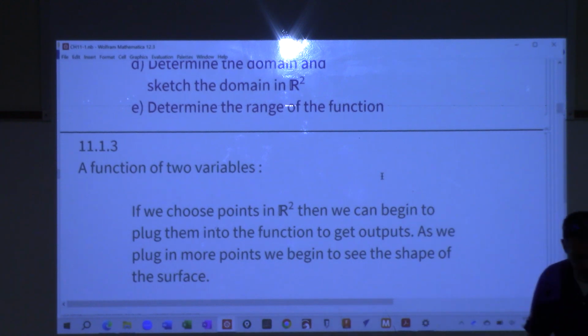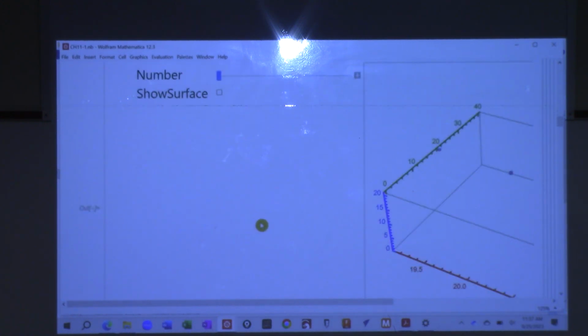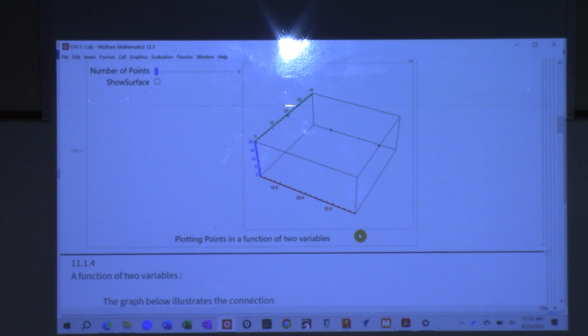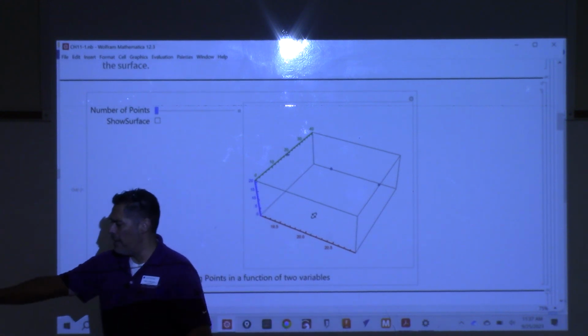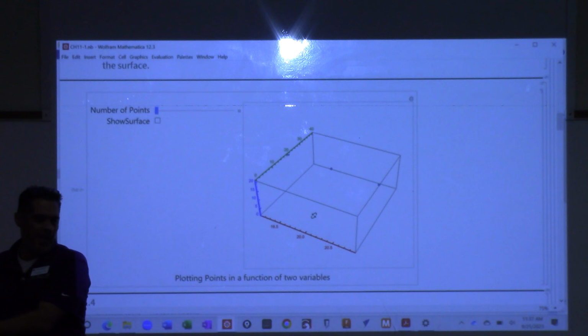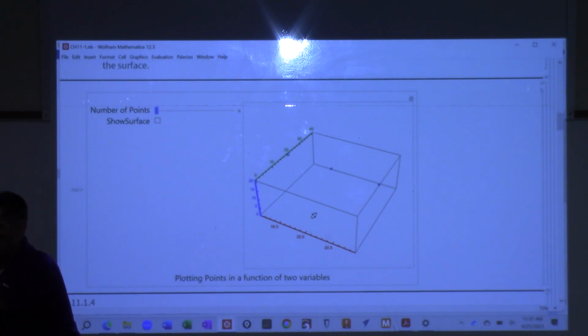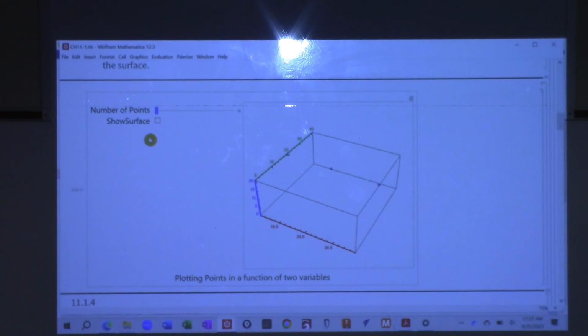So how do we graph it? Well, we need to first understand that the whole idea here is that when I start plugging in points, for every point I plug in, for every x, y, there's either a point, or if it's outside the domain, we don't have anything, right? But imagine all these points together. What would they make if you put all the points together?